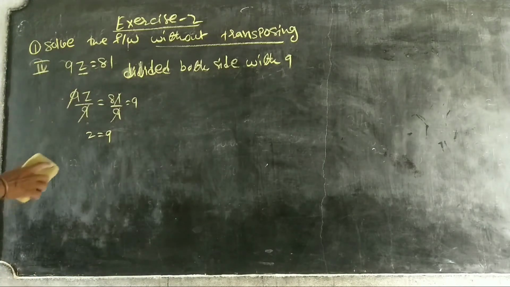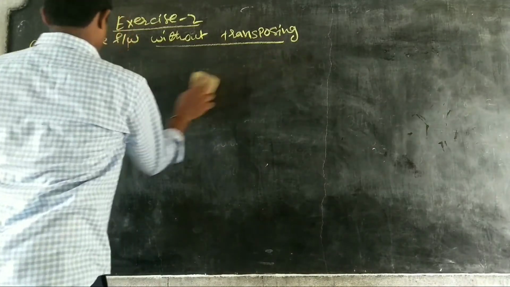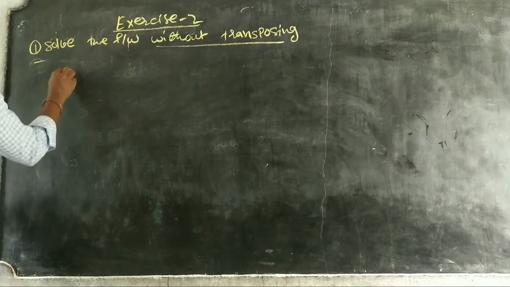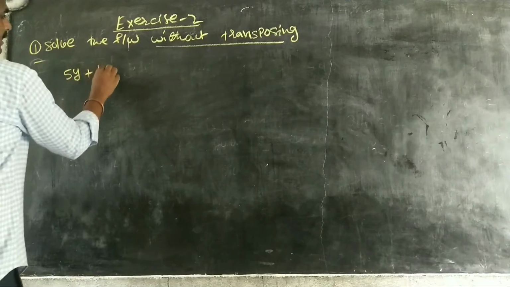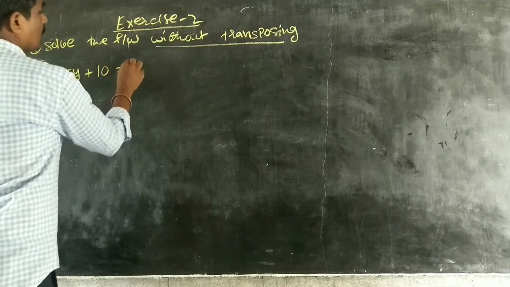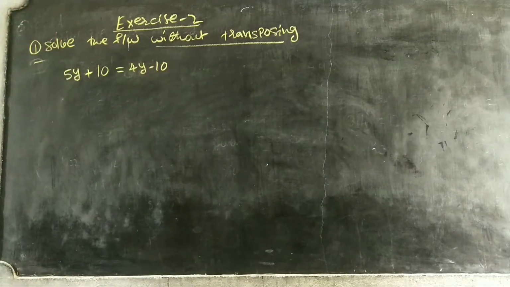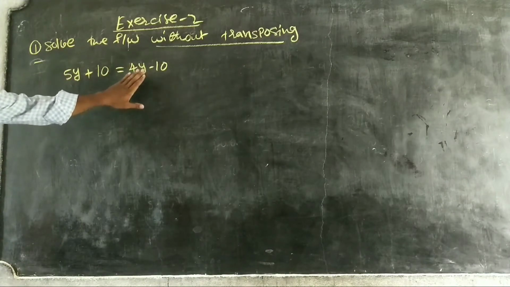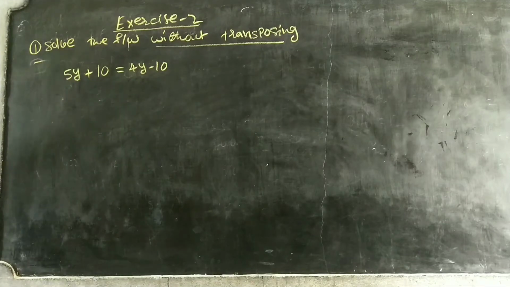Next, again one problem. Listen here. 5y plus 10 is equal to 4y minus 10. How? Both sides we have y. Here 5y, here 4y. Compared to this, this is the bigger value. So what do you have to do?